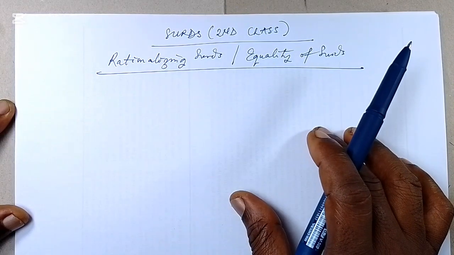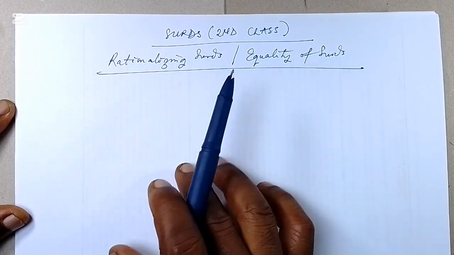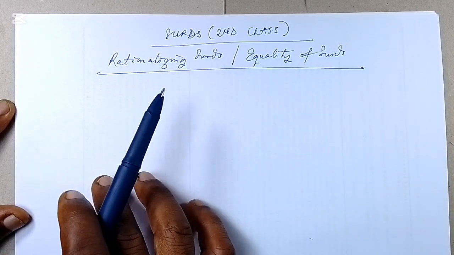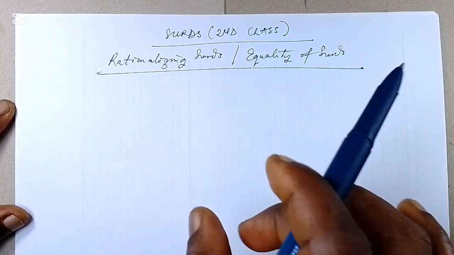The second class on Surds, in particular rationalizing Surds and equality of Surds, is what we shall be doing in this video.